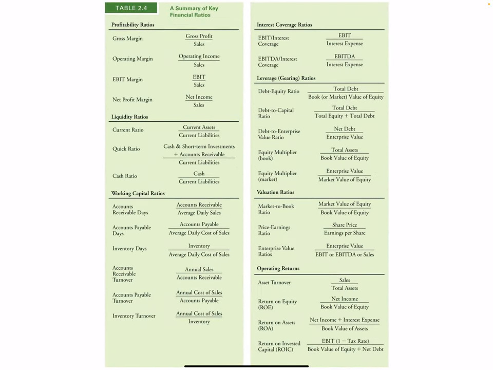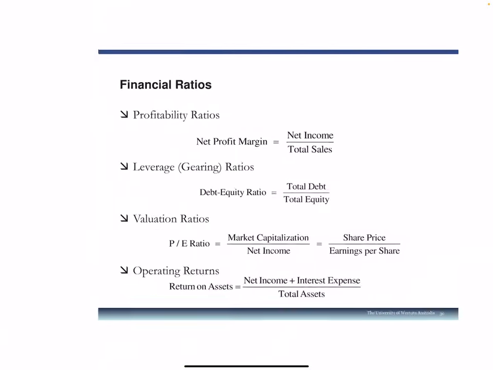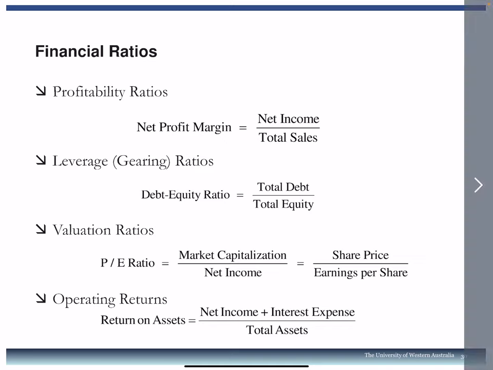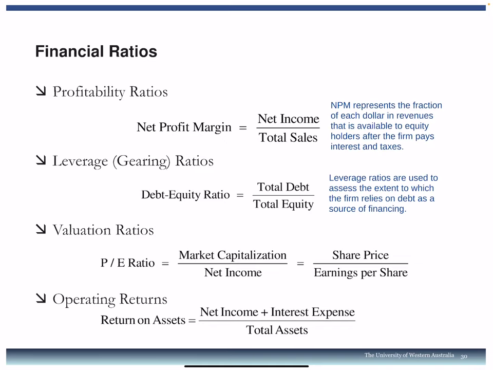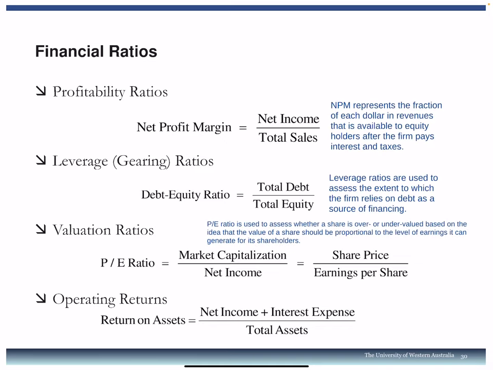There are many, many different ratios, right? I'm not even going to read them out. Here are some other examples. And I give you some sort of quick way to understand what they represent.